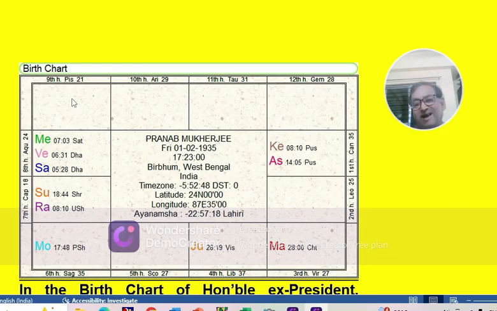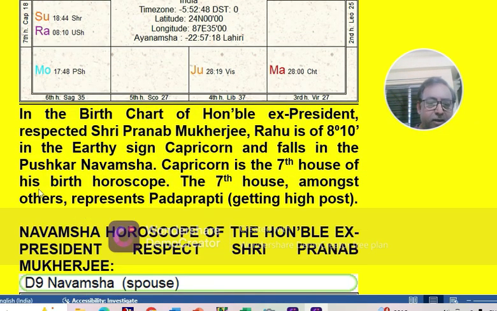His progress started unabatedly. There was no look back. In Rahu Mahadasha, he was elected to the Rajya Sabha and became the Union Minister. From there, in 1970, there was no look back for him throughout his entire life. See the charisma of Rahu, who is in the Pushkar Navamsha.